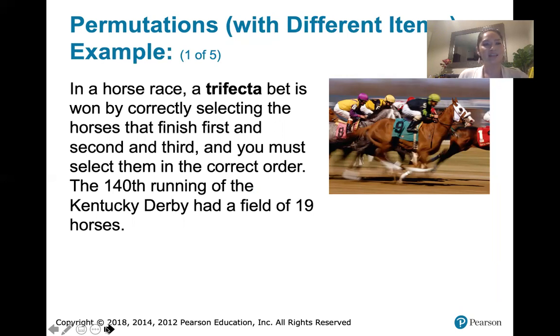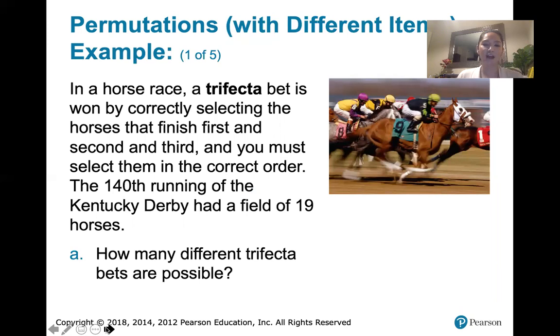Then it says, the 140th running of the Kentucky Derby had a field of 19 horses. In part A, we're asked, how many different trifecta bets are possible? So when you're placing a trifecta bet, you are selecting which horse you think will be first, and then which horse you think will be second, and which horse you think will be third, out of a field of 19 horses during that particular running of the Kentucky Derby.